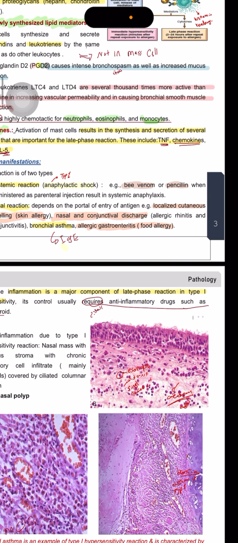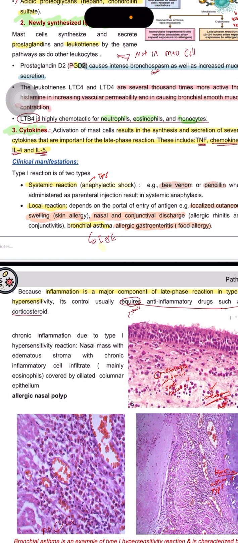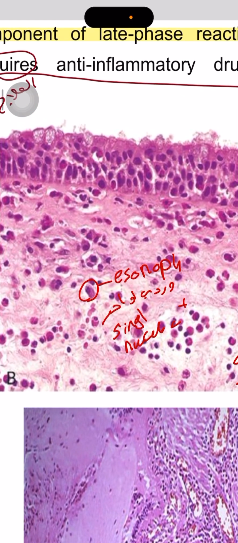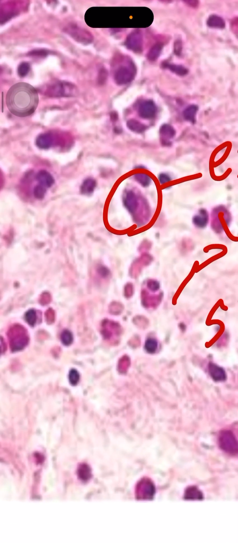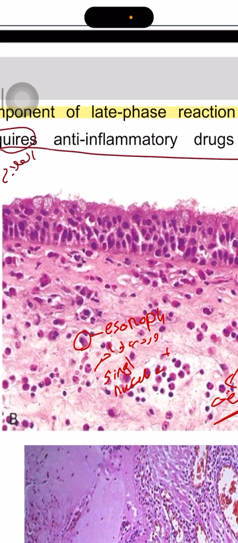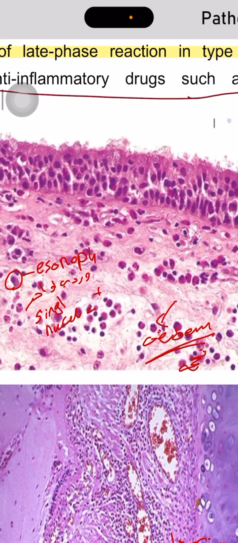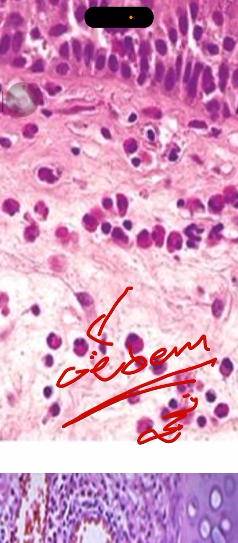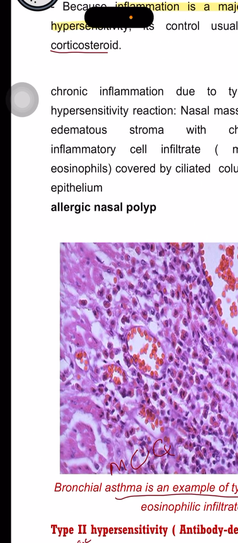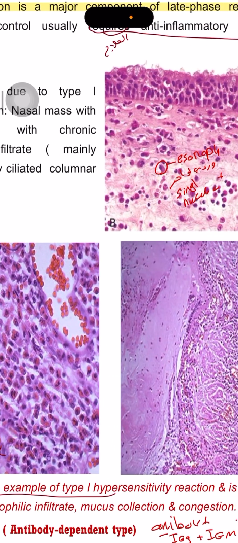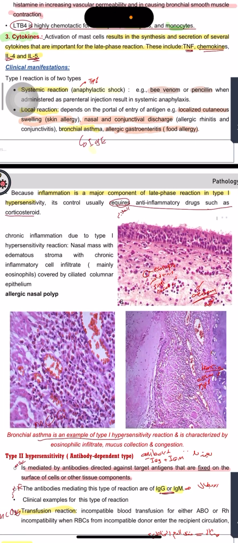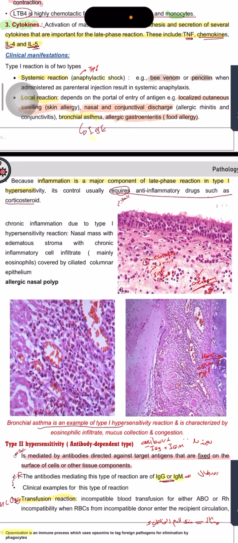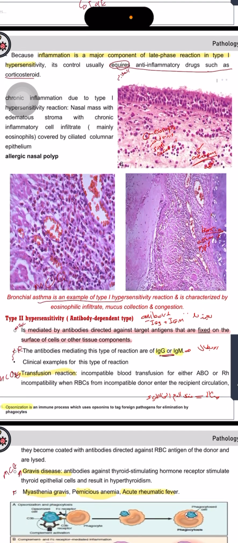So this may need anti-inflammatory drugs such as corticosteroids. As we see here, there is an eosinophil, while this small one is a neutrophil or histiocyte. The eosinophil is always pink in color, and this is edema, fluid, water. This is bronchial asthma, type 1, characterized by eosinophilic infiltrate in the mucous membrane, vascular congestion, and airway congestion.